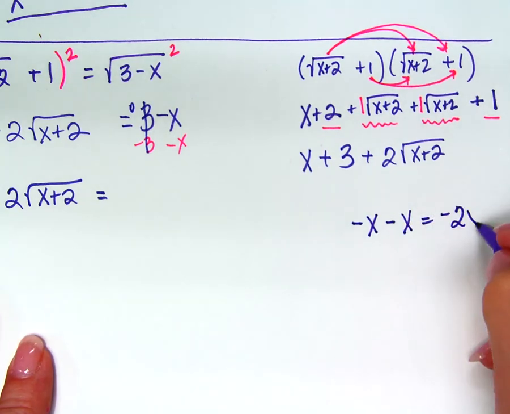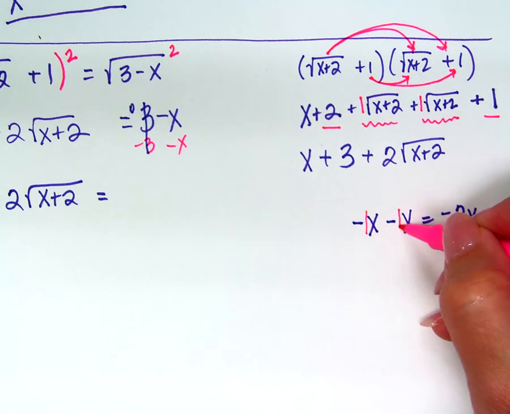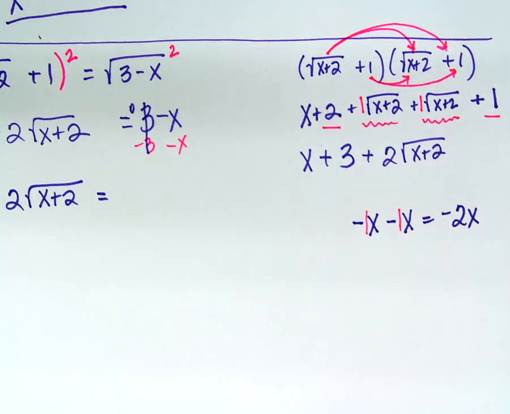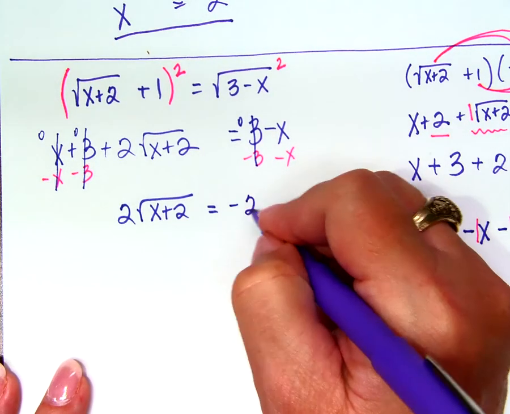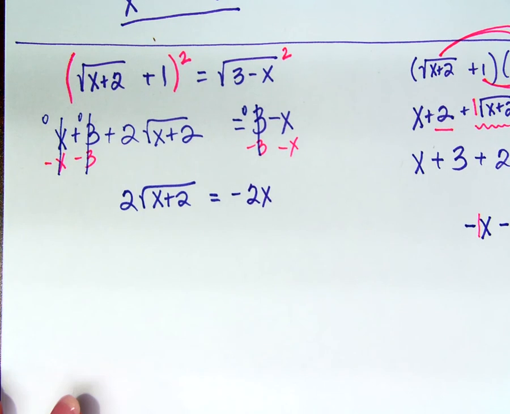Negative 2x. Because it's really the same as negative 1x minus 1x. So that should be negative 2x, correct? Is everybody okay with that? Okay, so negative 2x. Now what do you think we would like to do?